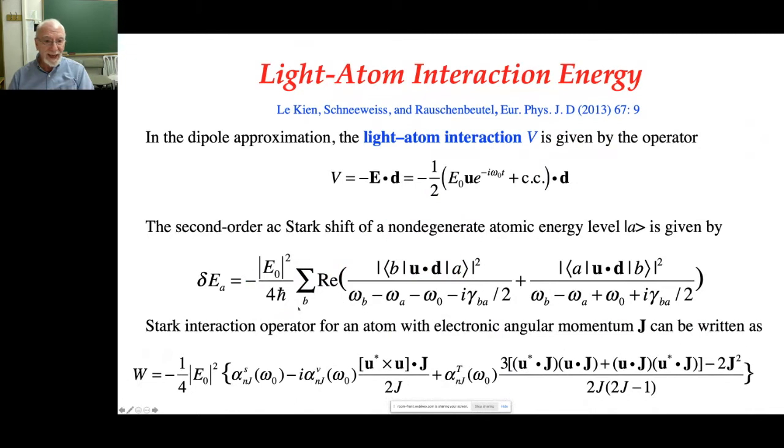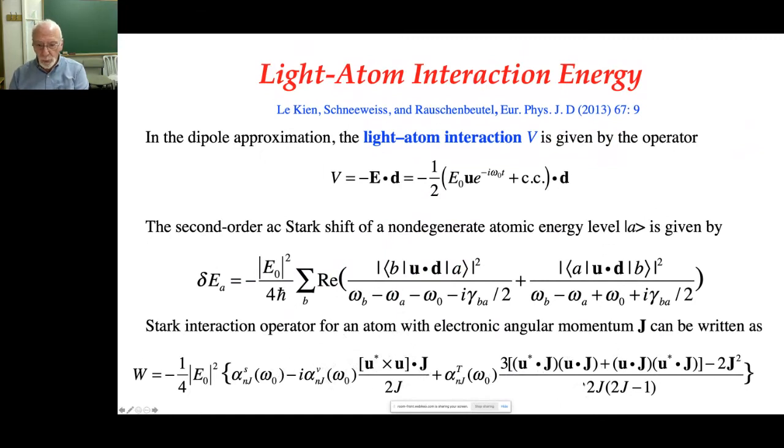When we work out what this second order Stark shift is, we see that there will be a scalar term. So this is the ordinary AC polarizability of the atom. But if we have interesting polarization components, then we can have a vector part, and we can even have a tensor part.